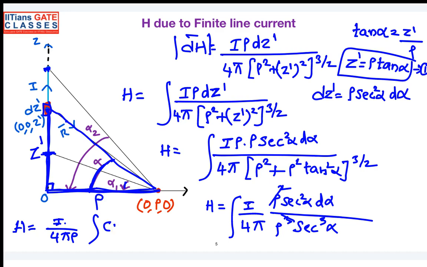So when you want to find the magnetic field intensity right now, you can integrate from the lower edge up to the upper edge. So the lower edge is making an angle of alpha 1 and the upper edge is making an angle of alpha 2. So I was integrating from alpha 1 to alpha 2. So finally what you are going to get? So integration of cos alpha will be sin alpha.